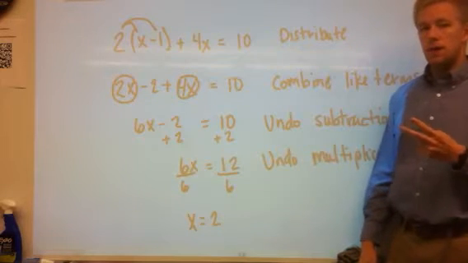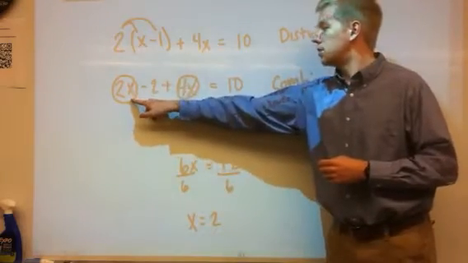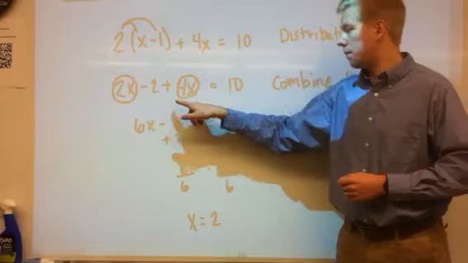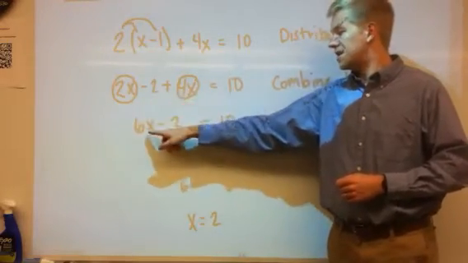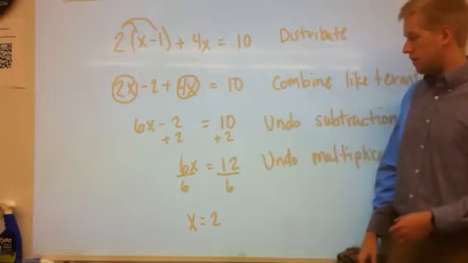Step 2 is to combine like terms on the same side of the equal sign. So over here, I circled my 2x and my 4x because they were like terms. They had the same variable, so I'm going to combine them. 2 and 4 gives me 6. I bring down my negative 2, and the equal sign just stays the same.